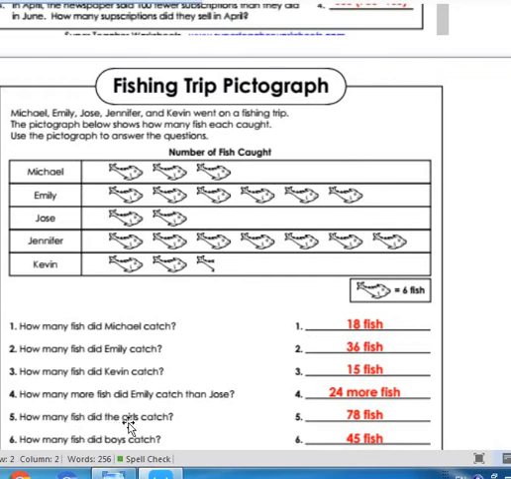How many fish did the girls catch? Where are the girls here? Emily, Joyce, Jennifer. So I'm going to add all the pictures, then multiply by 6.